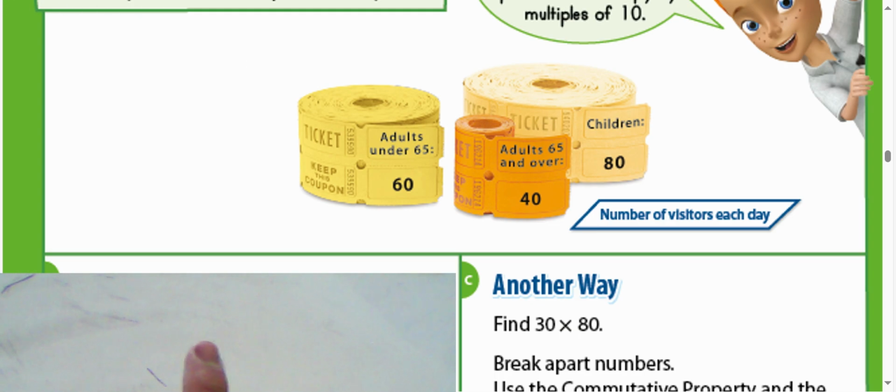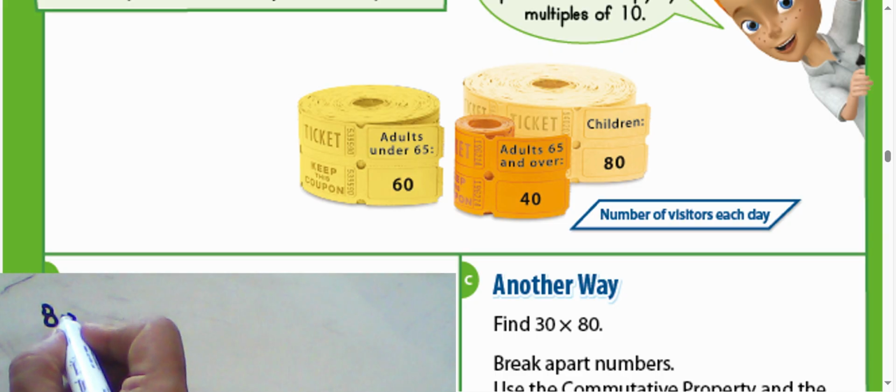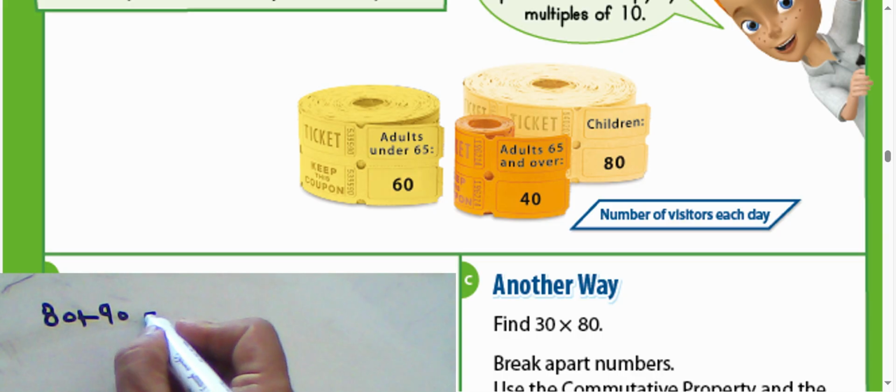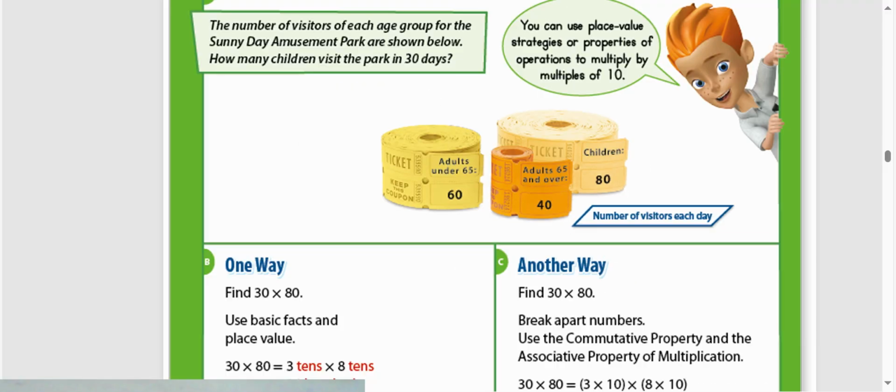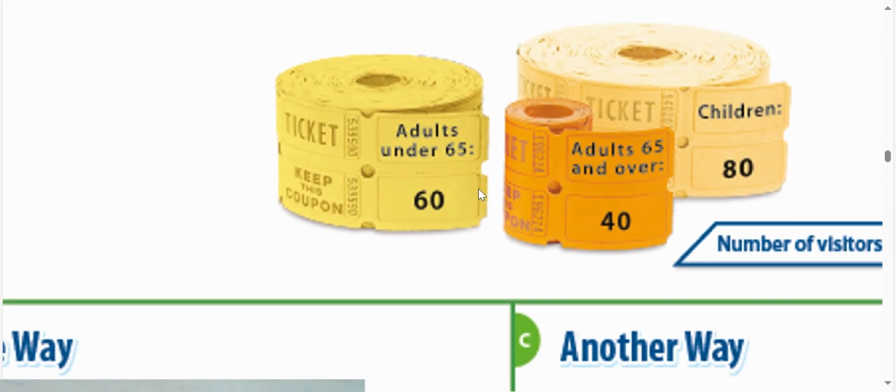Adults under 65, you're not under 65. You want to find 80 the children and 40. You can write 0, and 4 plus 8 equals 12. Okay, you can read these questions. The number of visitors of each group for the sunny day at the park are shown below. We have the adults under 65 was 60 visitors, and adults 65 and over was 40. Okay, 65 and over will be 40.